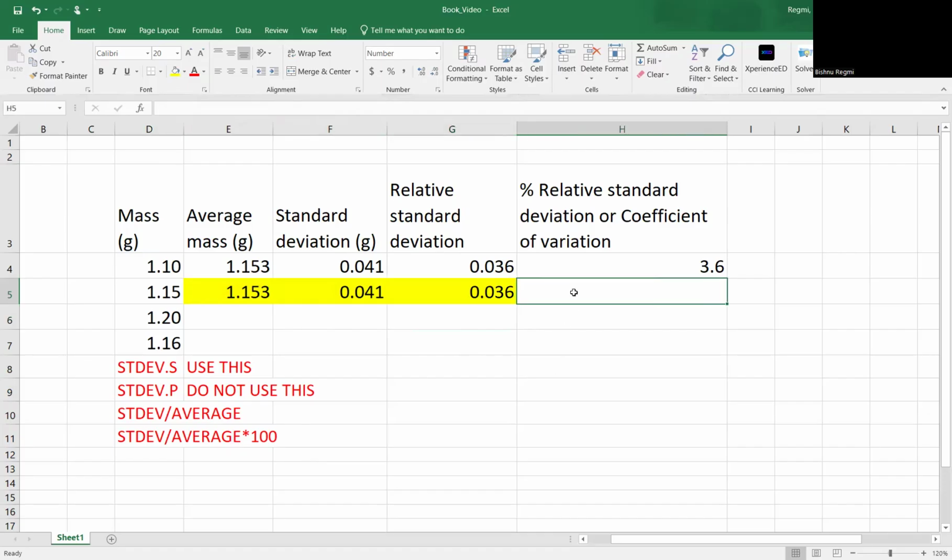And finally, we calculate percent relative standard deviation, which is also known as coefficient of variation. What we do is 0.036 times 100. This is percent relative standard deviation.